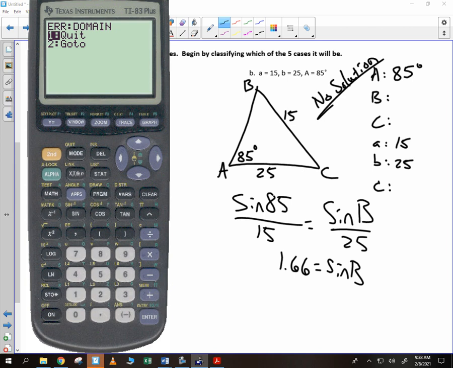So sometimes on tests, people are confused. They're like, well, I don't know if it's no solution or not. They just write no solution. I have to see that you've come up with a sine value that's inappropriate. That's the work that you need to show to get the credit for the no solution piece. Get that? Good.